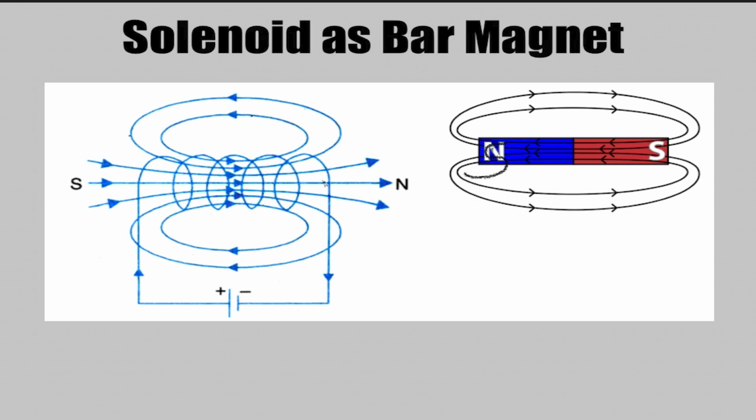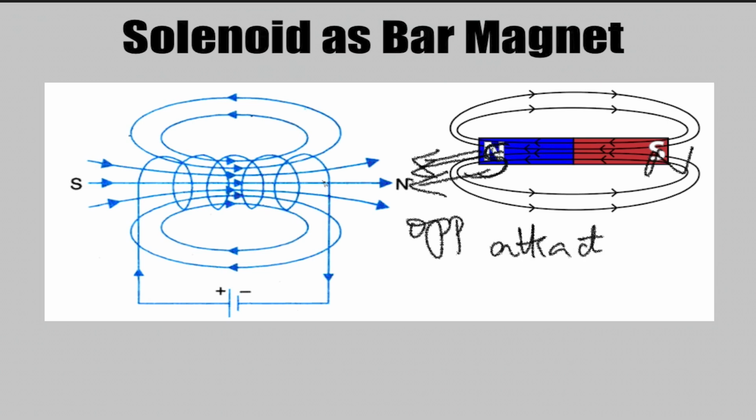Suppose I interchange the poles of the magnet. Now I bring the bar magnet near the solenoid. What happens? There will be a force of attraction. That is, it will be attracted towards the solenoid because opposite poles attract. So this also proves that the solenoid is behaving as a bar magnet.